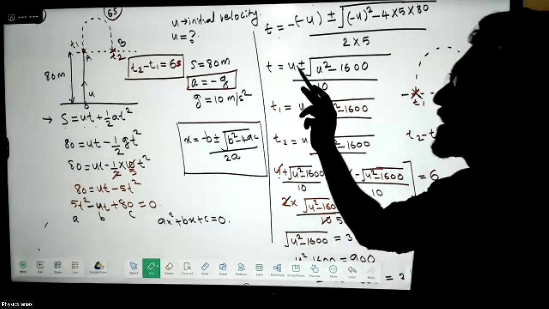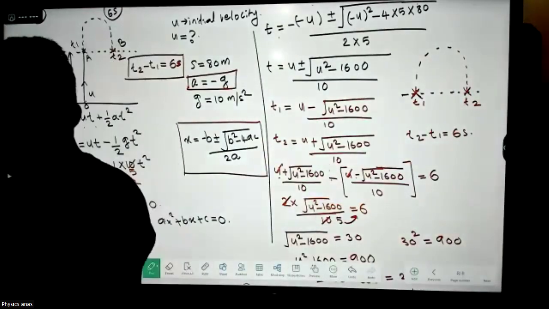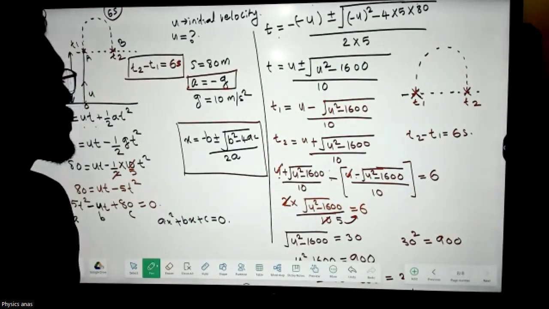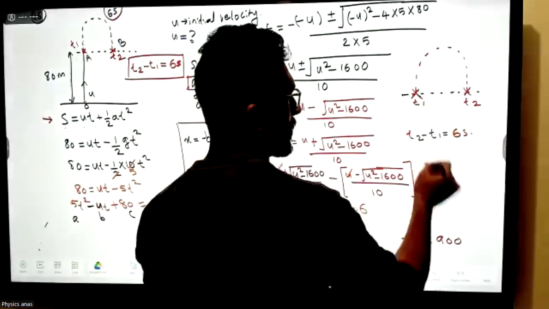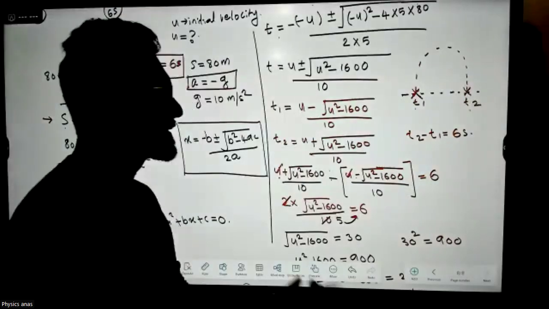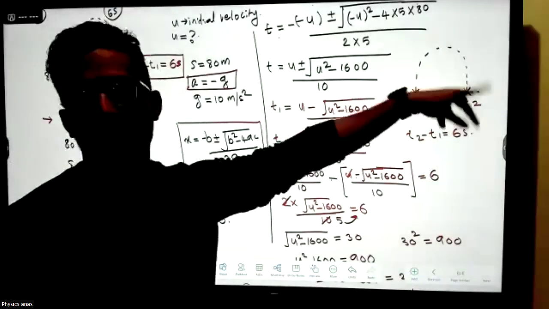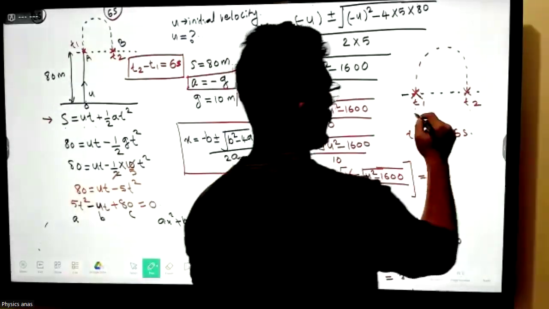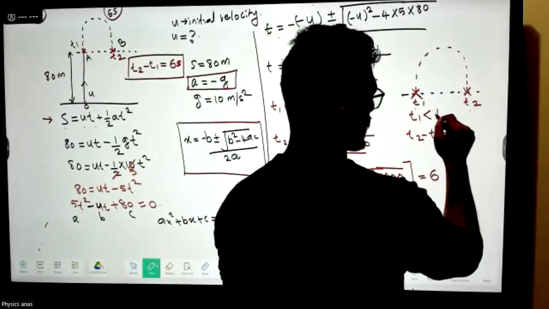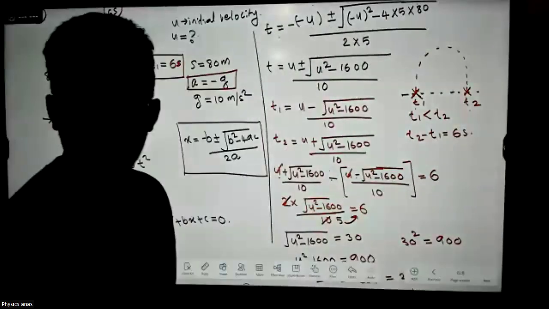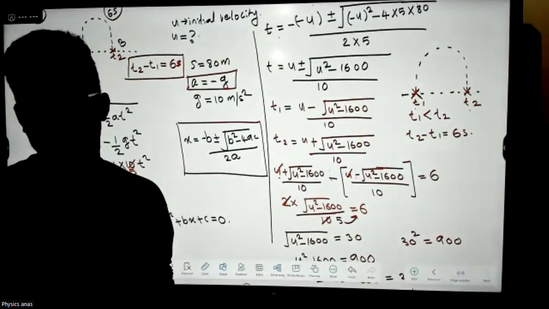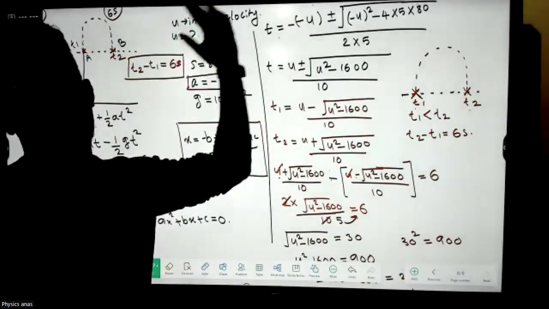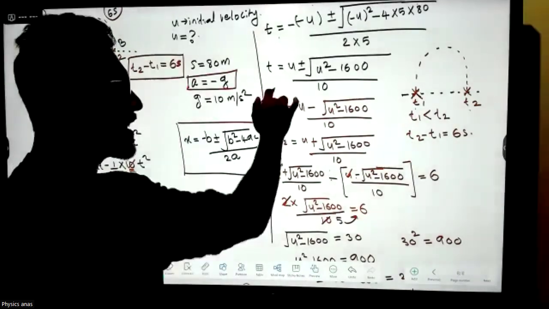That means you will get two values for time. The first value will be t1, the second value will be t2. The lesser value will be t1, the greater value will be t2. So what is t1? u minus that thing. What is t2? u plus that thing. And you have t1 and t2.